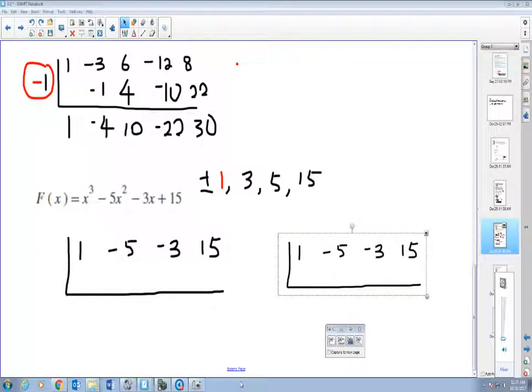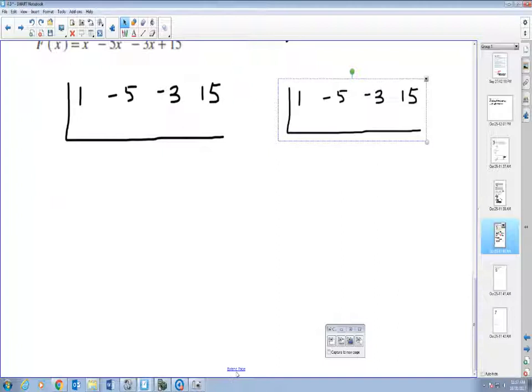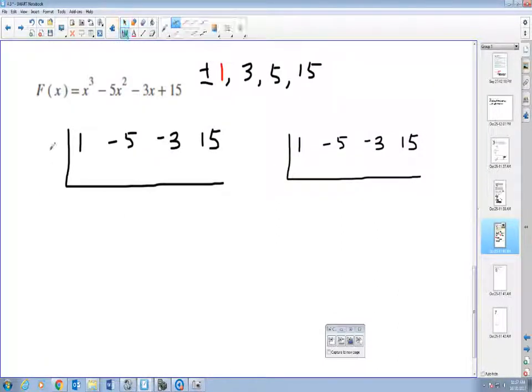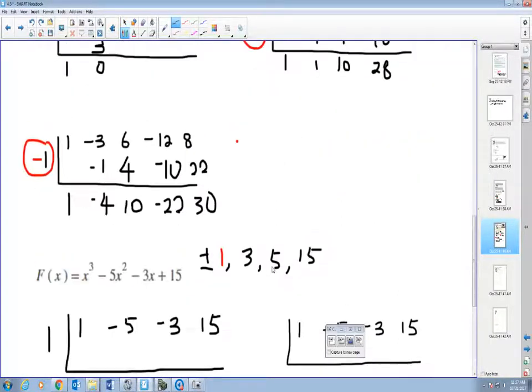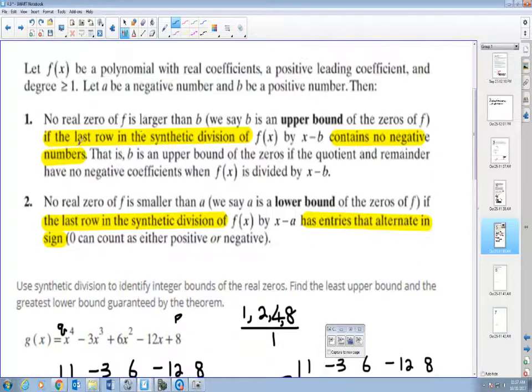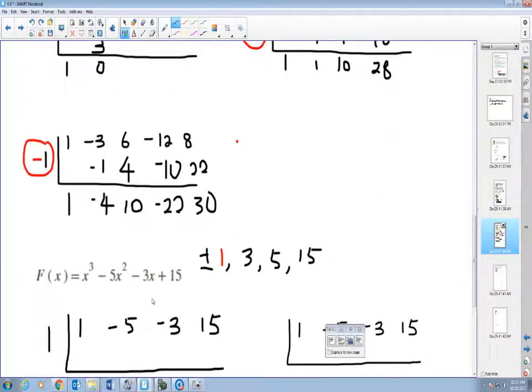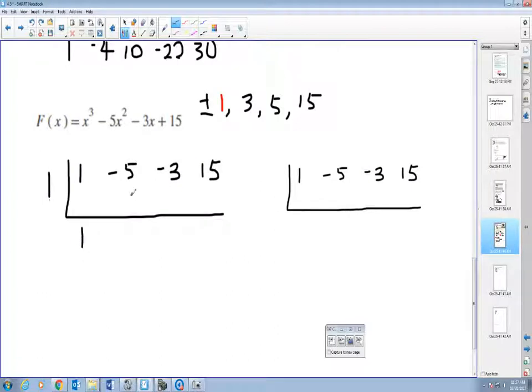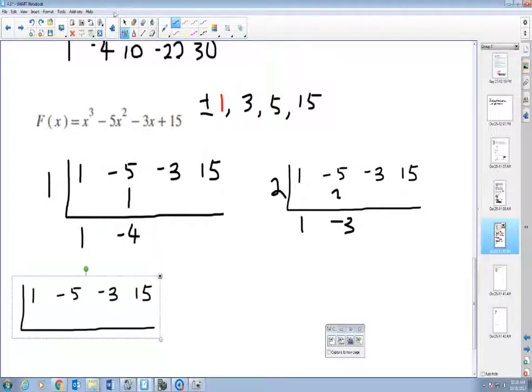Alright, let's see. I'm going to try with 1 again. Remember the last row: for the greatest lower bound and the least upper bound, the last row contains no negative. Okay, 1 times 1 is 1. Add them up. That's negative 4. That's a negative right there. Nope. Try with 2. Bring it down. That's 2. Add them up. Negative 3. Nope.